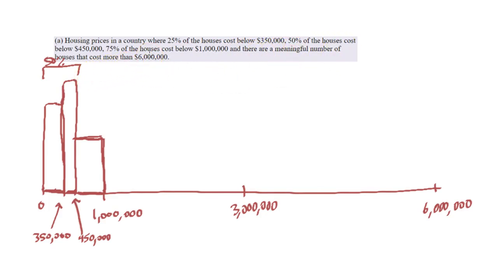And then above 1 million, there's a meaningful number of houses that cost more than 6 million, but that only leaves 25% in between 1 million and 6 million and beyond. So it's actually going to be pretty thin. It's going to end up getting pretty thin over here, but there's not going to be that many.